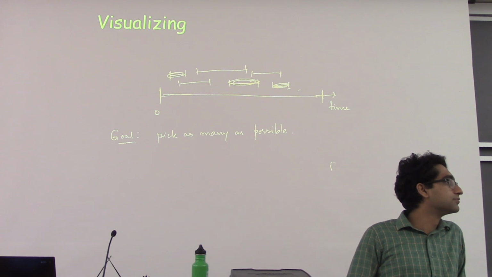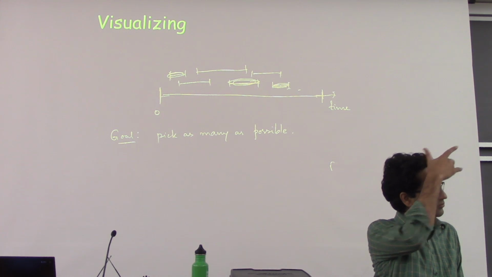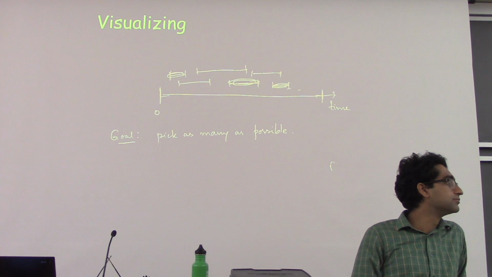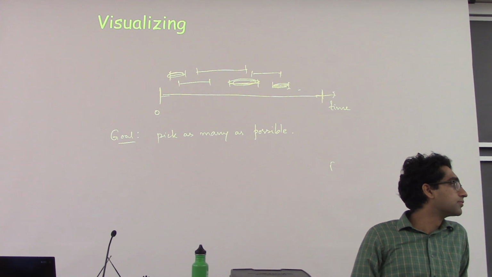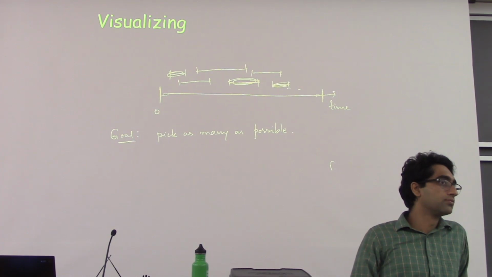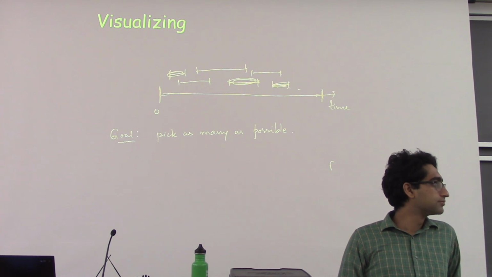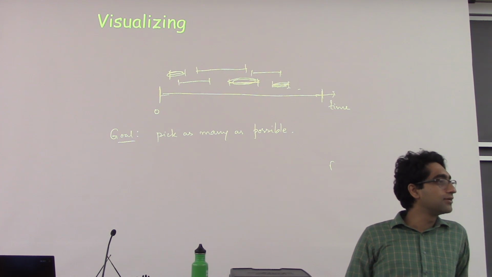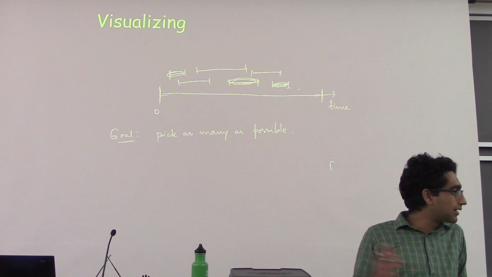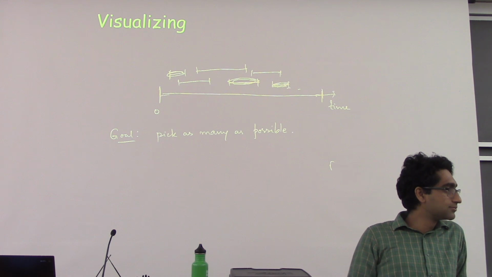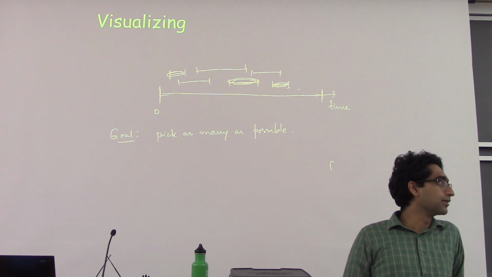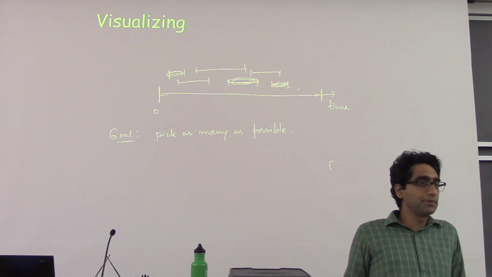Then suppose you start off with the first class. If that's in your schedule, then you need to eliminate the other classes that overlap and recurse on the classes that remain. How do you define the remaining? The start time should be greater than the finish time of this. Yeah, exactly. So this is a feasible algorithm.